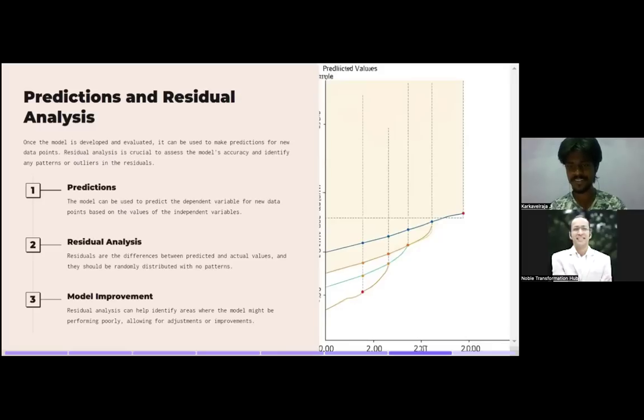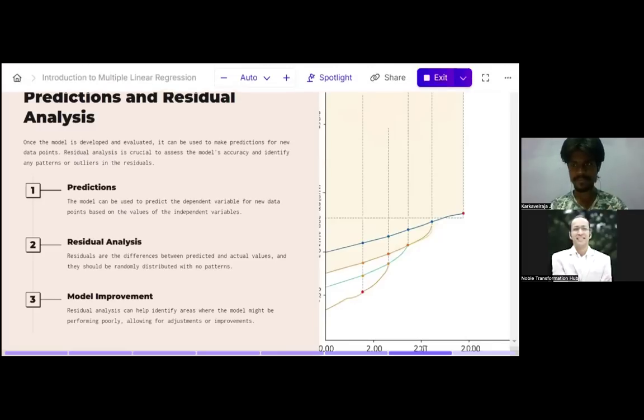Yeah, so prediction and residual analysis. Again, what we are doing here is that the model will predict. That is the fundamental concept. Residual analysis.